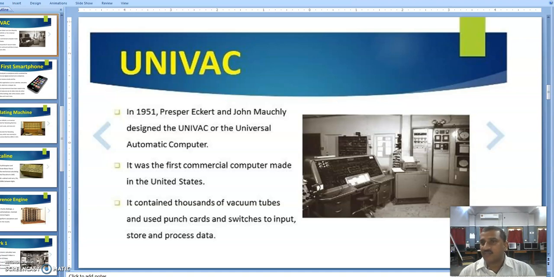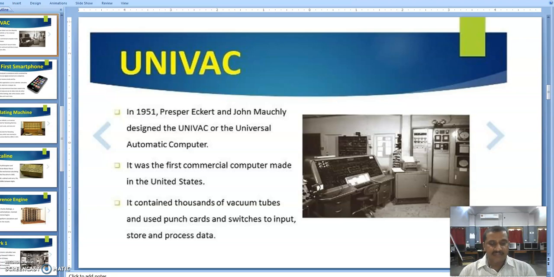Whereas in the first generation, what did they use? Only punch cards were used to input and to take the output data. Here punch cards as well as magnetic tapes were used, and they were faster, cheaper and more efficient than the first generation of computers, and they could complete the data in microseconds. In the first generation, the calculations were completed in milliseconds, but here it is microseconds, meaning it is faster than the first generation of computers.